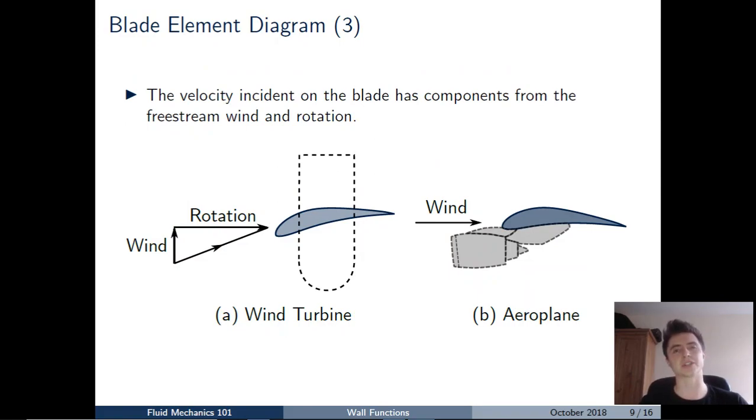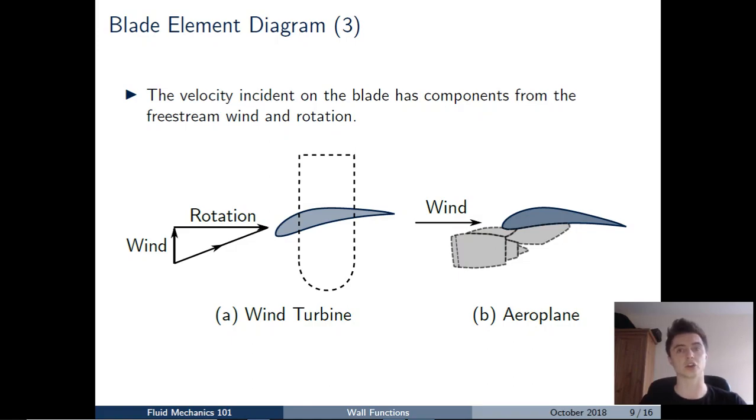So perhaps the most important thing to note with a wind turbine rotor blade is that the velocity incident on that blade has components from the free stream wind and from the rotation. So that's the diagram on the left. You can see that we have the free stream velocity approaching from the bottom of the page, and then the velocity due to the rotation of the blade, relative to the blade this time, is left to right.